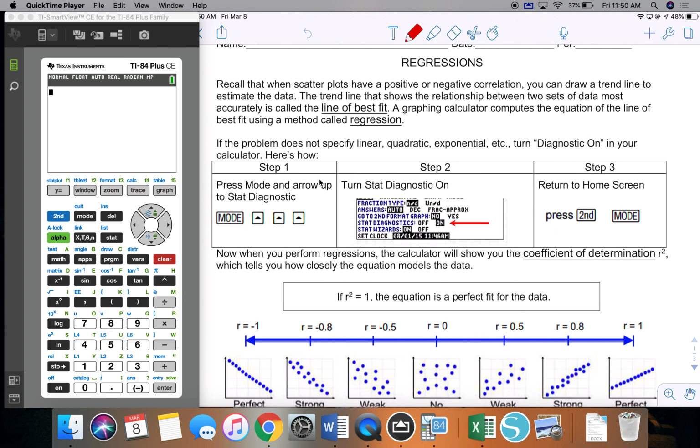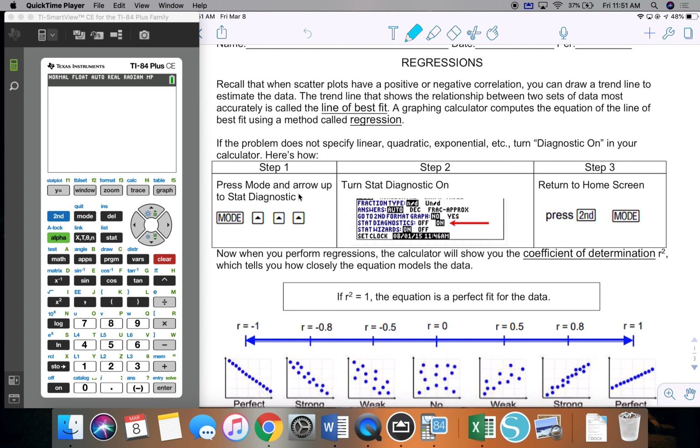This video covers regressions. Recall that scatter plots have a positive or negative correlation, and you can draw a trend line to estimate the data. When we draw those lines, we call them lines of best fit, whether it is linear, an actual line, quadratic, a curved line, or exponential, also a curved line. The graphing calculator uses what are called regressions. If it does not specify linear, quadratic, or exponential, we need to turn the diagnostic on.